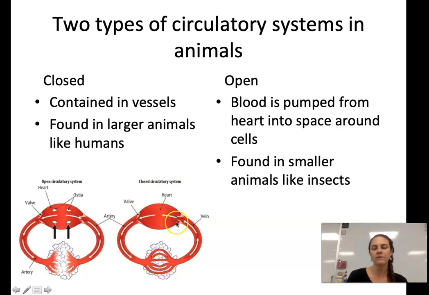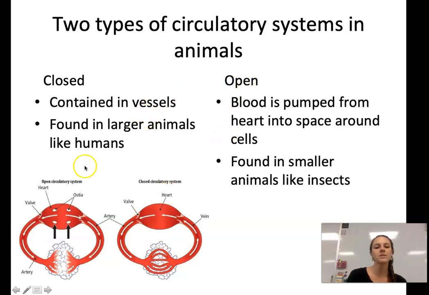All the blood that travels through our body is contained within blood vessels. So whether they're veins or arteries or capillaries, which we'll talk about in a couple slides, the blood doesn't just flow freely through our tissues. It's all contained in these vessels. Closed circulatory systems are found in larger animals like vertebrates, humans, etc.